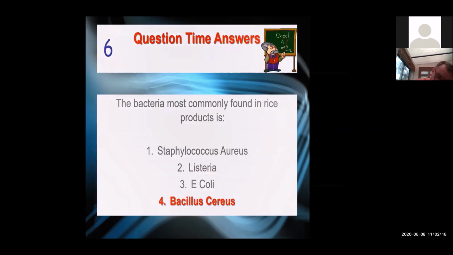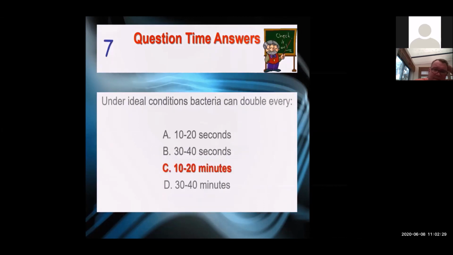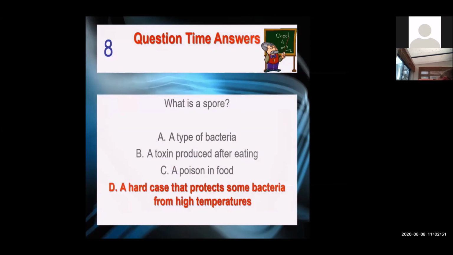Question 6 is D. The bacteria most commonly found in rice products is Bacillus cereus. Question 7 is C. Under ideal conditions, bacteria can double every 10 to 20 minutes. Remember, the conditions need to be food, warmth, moisture, and time. The process is called binary fission, and it can take 10 to 20 minutes. Question 8. The answer was D. What is a spore? It is a hard case that protects some bacteria from high temperatures. Once the food goes back into the danger zone, that spore will disappear and release toxins back into the food.